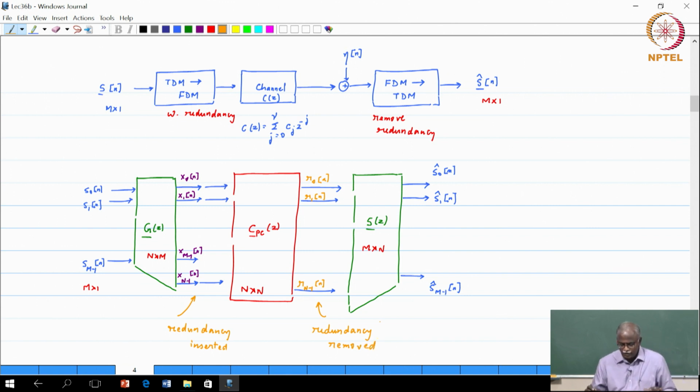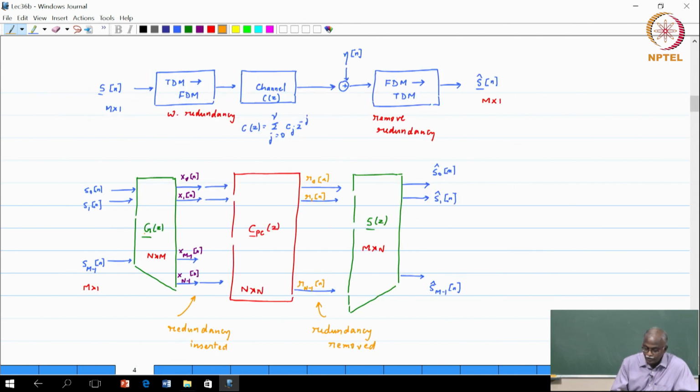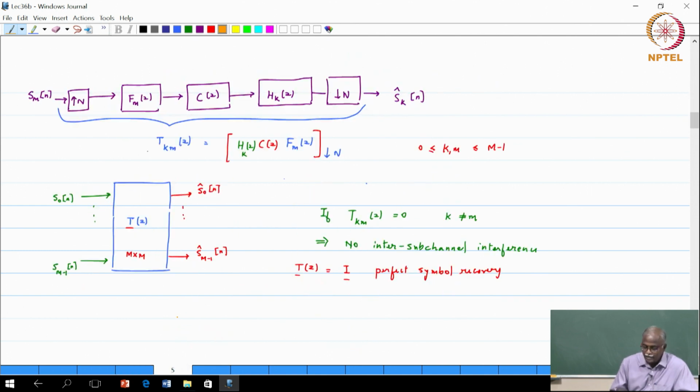Okay. So, basically input output we can relate by means of, if I took into account G, CPC and S, we now have an input output relationship between S naught through S m minus 1 to S naught hat to S m minus 1 hat. This T of Z is actually an m cross m matrix which we have derived, and each of these elements are obtained using this notation. Okay. And we have interpreted what T of Z should be if you want to eliminate inter-subcarrier, inter-subchannel interference, and if you want to also eliminate intra-subcarrier interference as well.